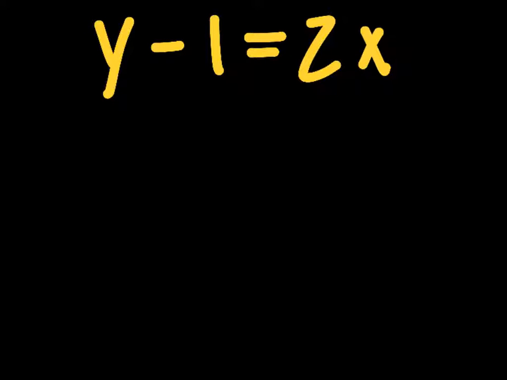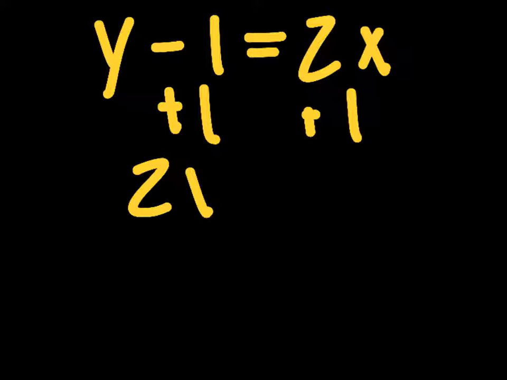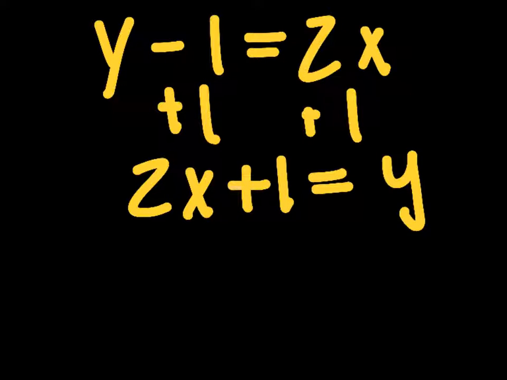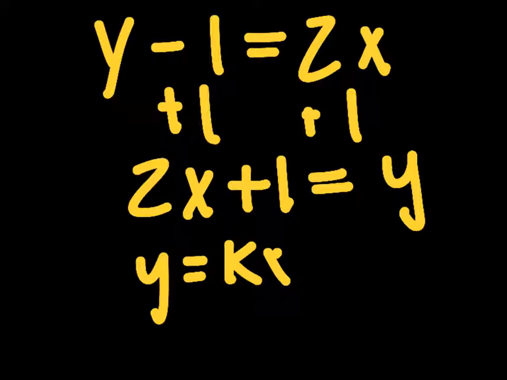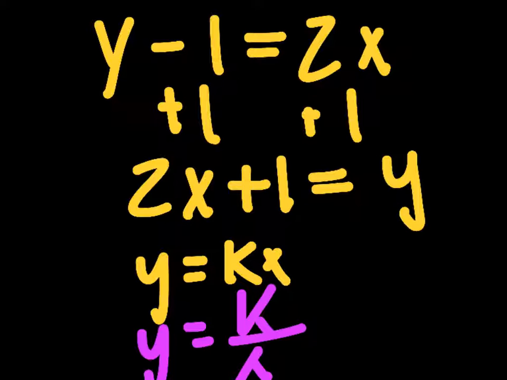Okay, so let's try y minus 1 equals 2x. So go ahead and pause the video when you have your answer, unpause to check. So we're going to solve for y, so we add 1, 2x plus 1 equals y. So this can't be written as y equals kx or y equals k over x, so this is not inverse or direct.